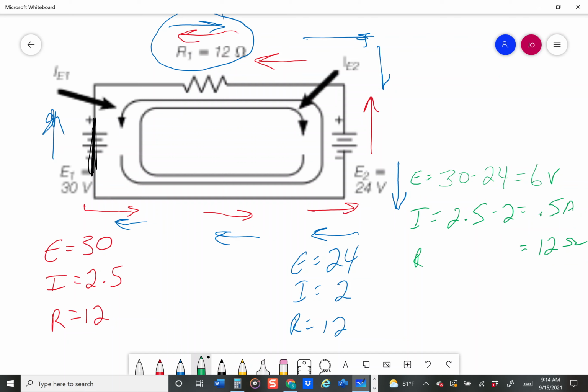We didn't really need to do superposition in that respect because, if you remember correctly, those are series opposing voltage sources, and I could have just taken my 30 minus 24, got the 6 volts. But that doesn't do my example any favors, does it?